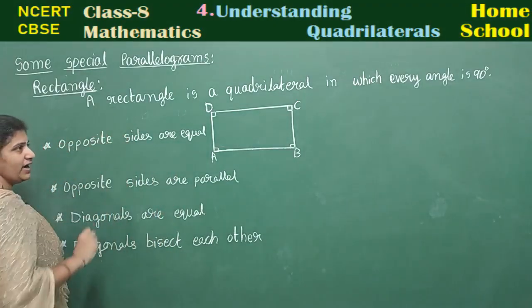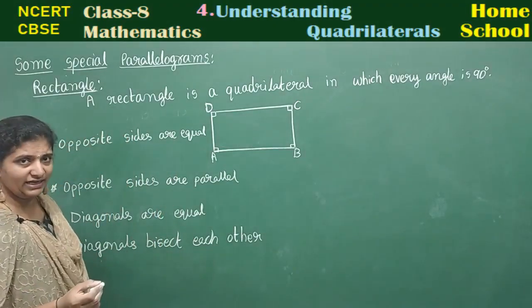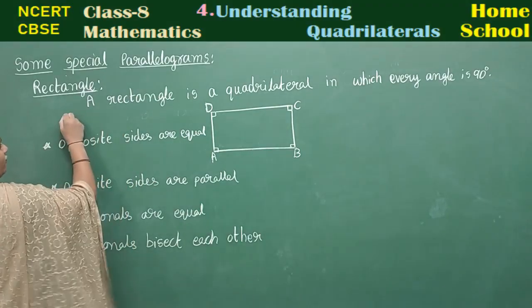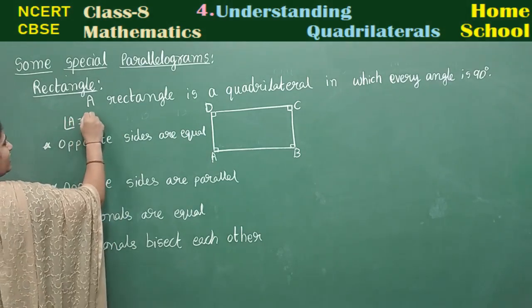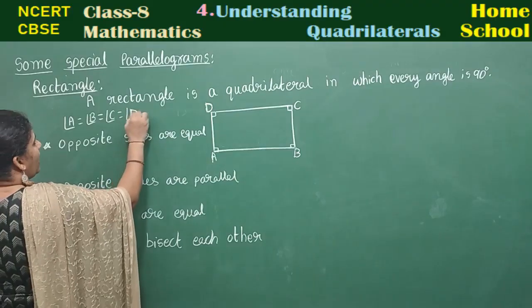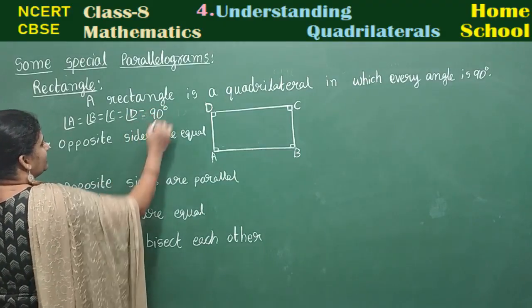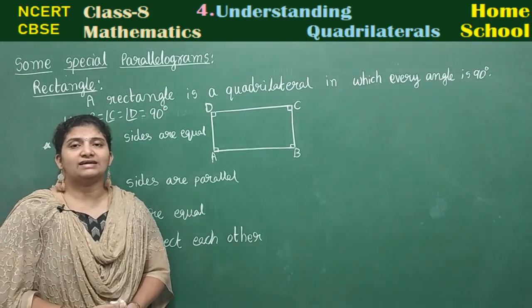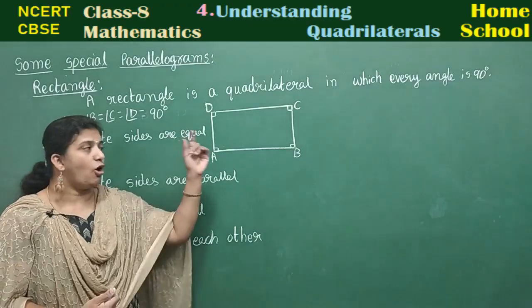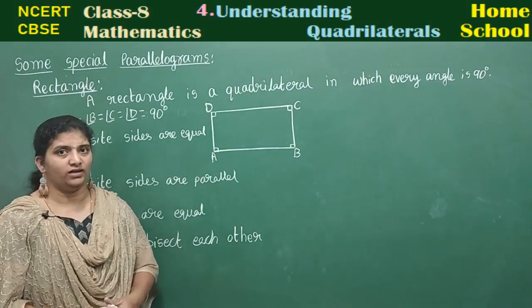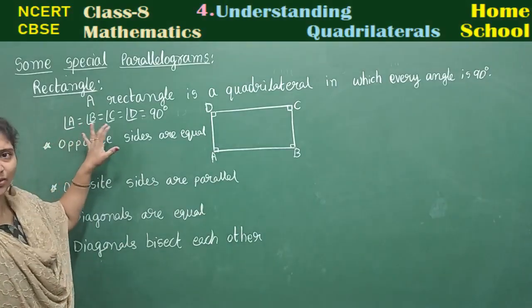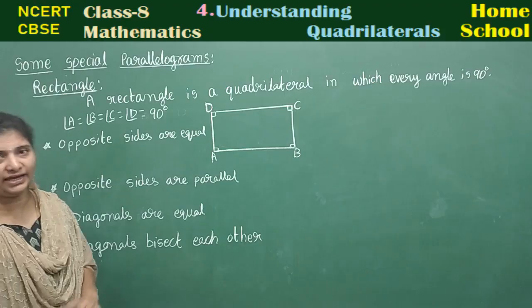A rectangle is a quadrilateral in which every angle is 90 degrees and opposite sides are equal. So if all angles are equal, I can write it as angle A equal to angle B equal to angle C equal to angle D equal to 90 degrees. We call a quadrilateral a rectangle when all angles are 90 degrees and their opposite sides are equal. All angles are 90, meaning right angles.